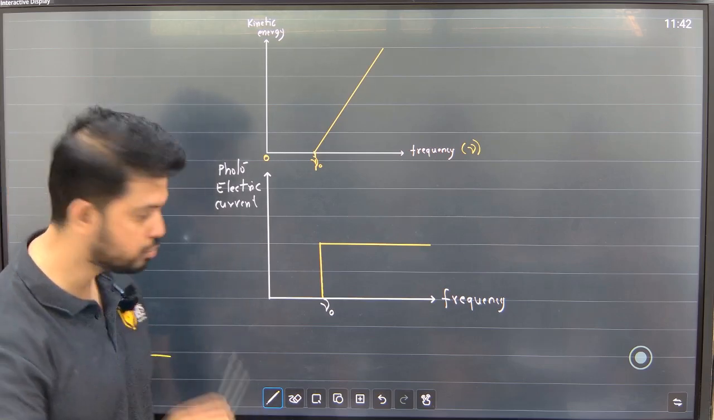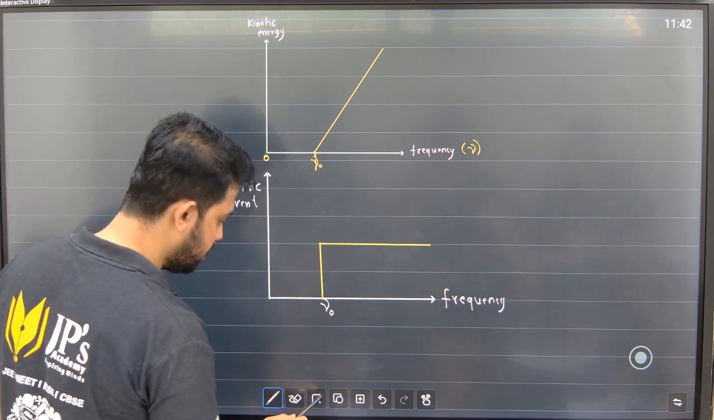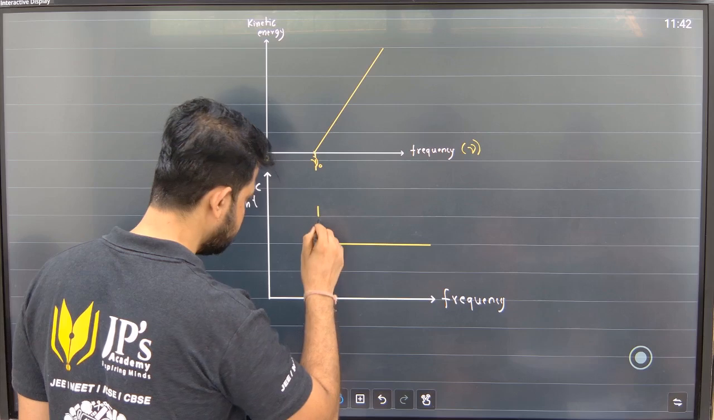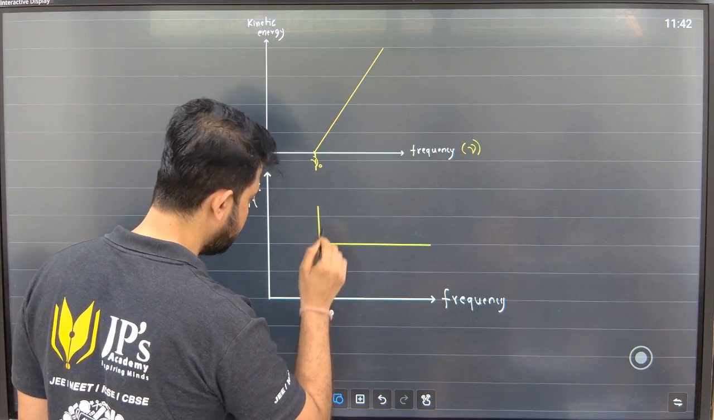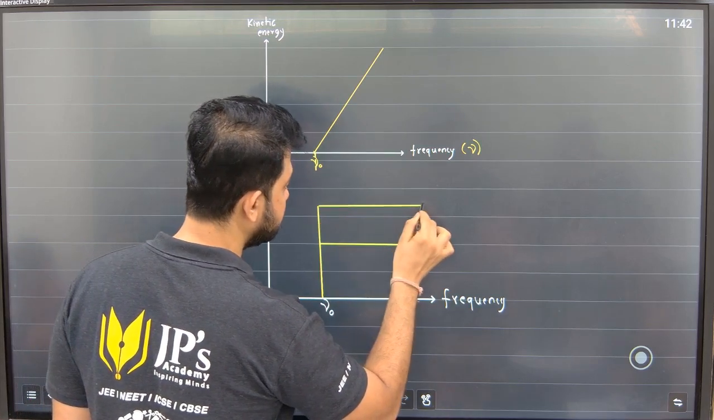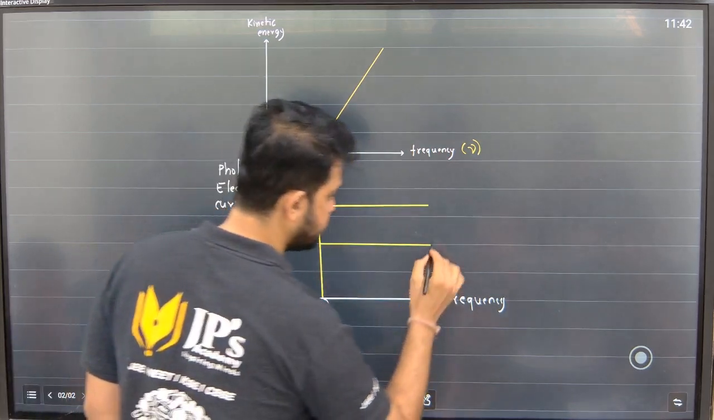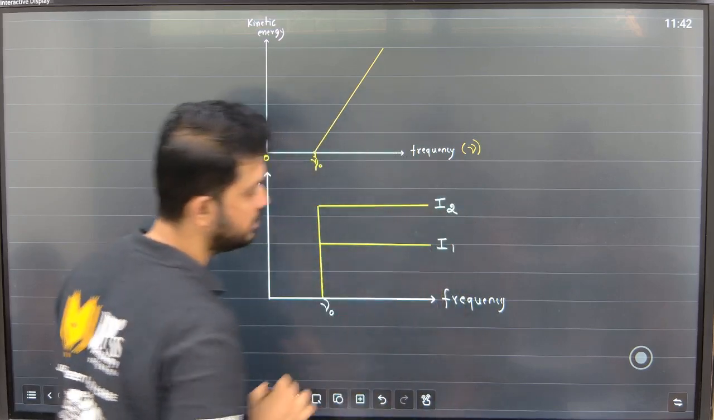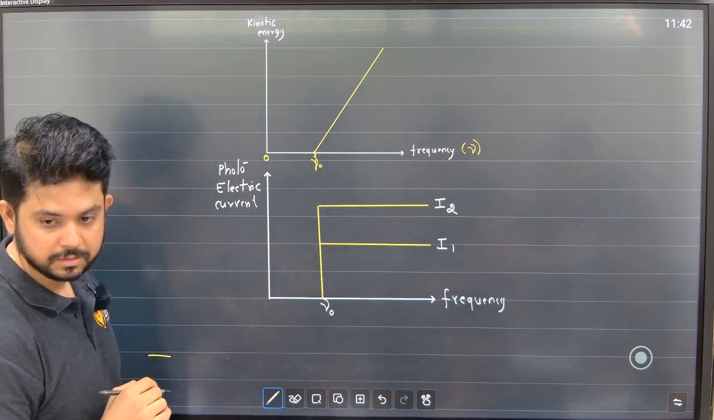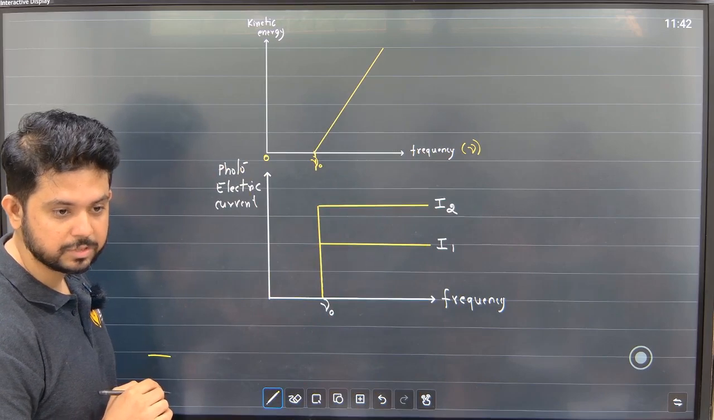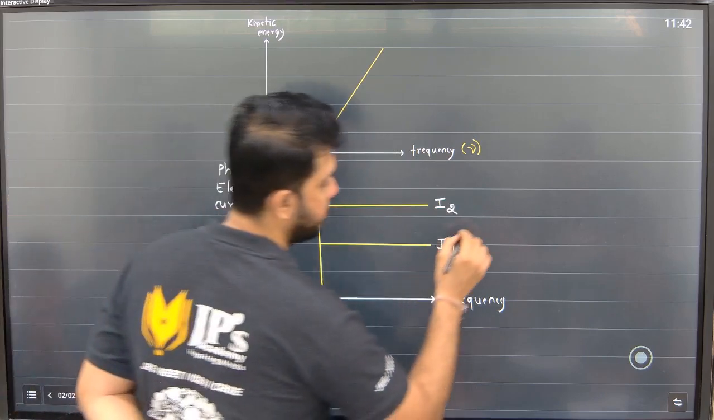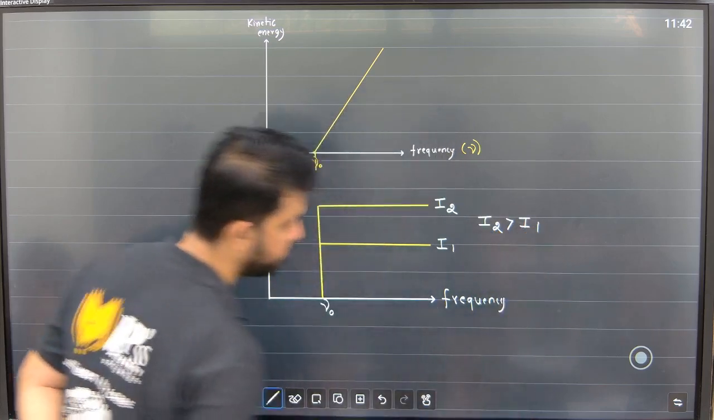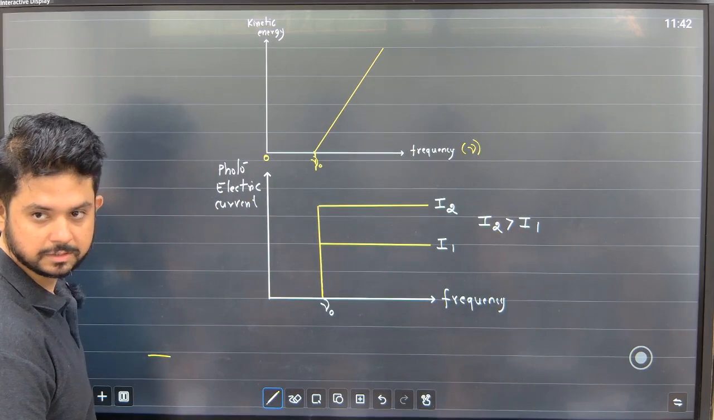So let's say I use two different lights. In one I got a curve like this, in the other I got one like this. I have two different intensities. Let's say this is I1 and this is I2. Which one is greater? Which intensity of light was greater? I2 is greater than I1. Anyone who did not get that?